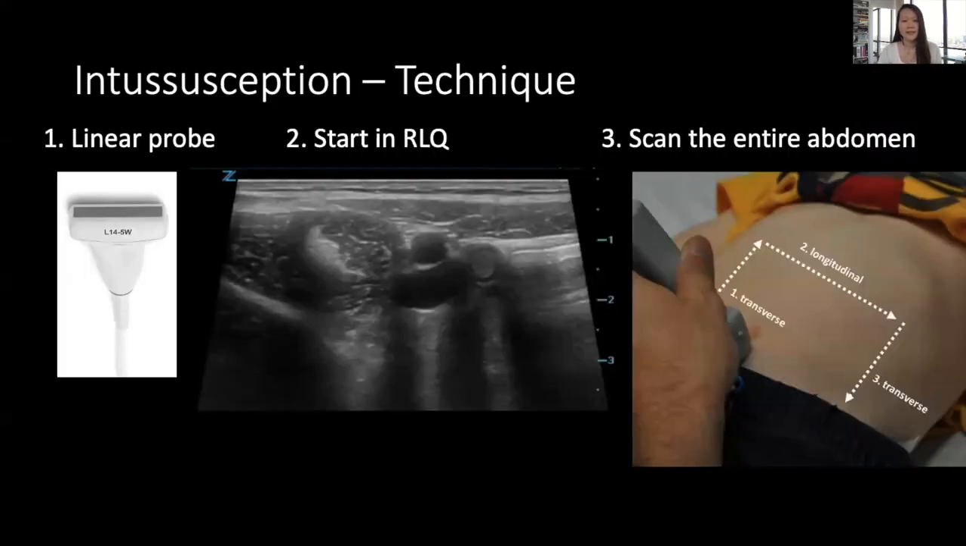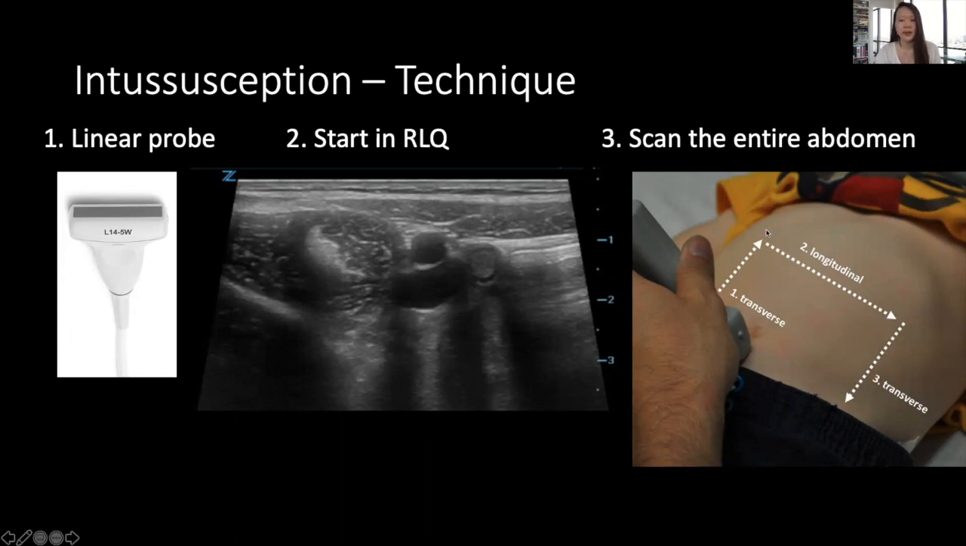Let's start by discussing the technique. In small children, using a linear probe can give you a really nice crisp view of the abdomen. You would start in the right lower quadrant and look for your typical anatomical landmarks, in this case your psoas muscle and the adjacent iliac vessels. You want to start in the right lower quadrant and go up the ascending colon into the right upper quadrant, which is the most classic location.